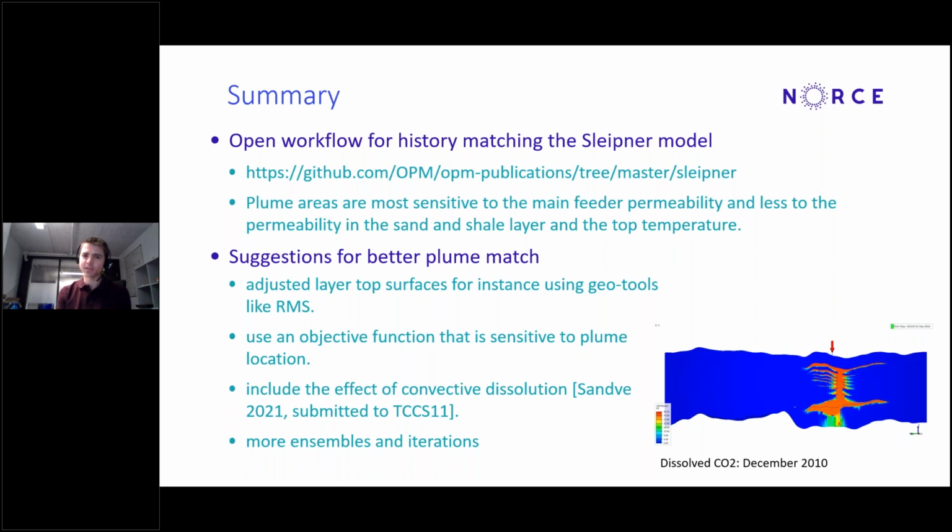What we see from this study is that it's the main feeder permeability that is most sensitive to the area. And as has also been discussed earlier, the top surface has a huge impact on the plume outlines. So for instance, doing history matching including geotools like RMS could be of interest, and that's already integrated into the ERT framework. If you have a license to RMS, it should be easy to test that out.